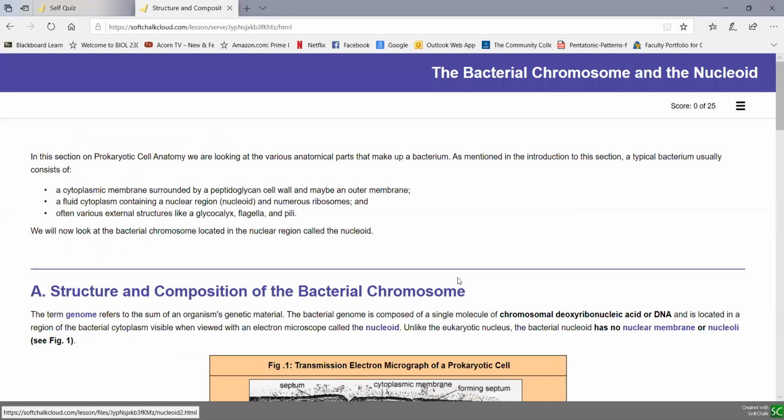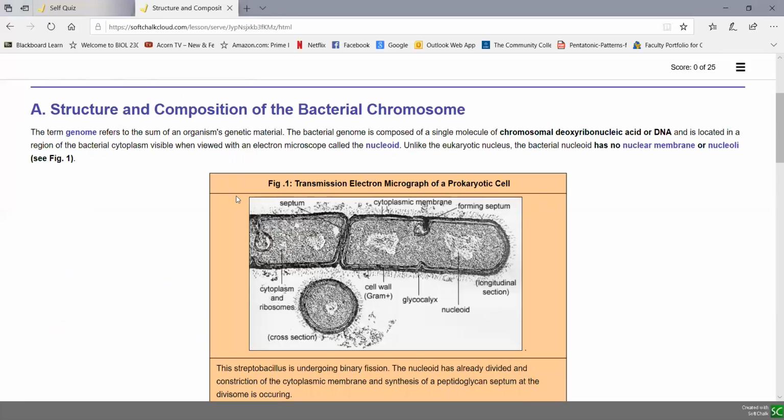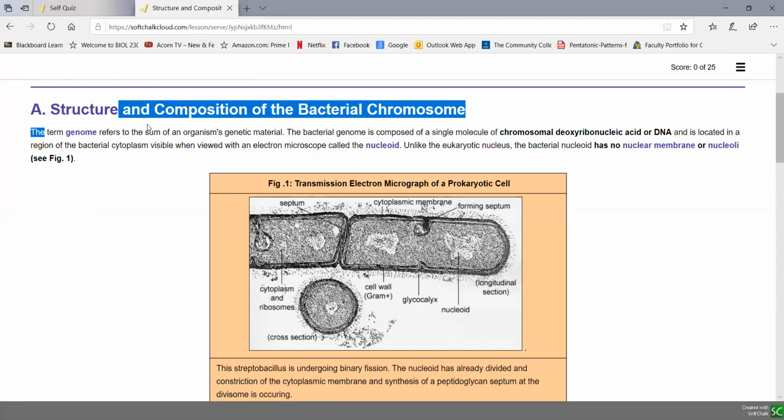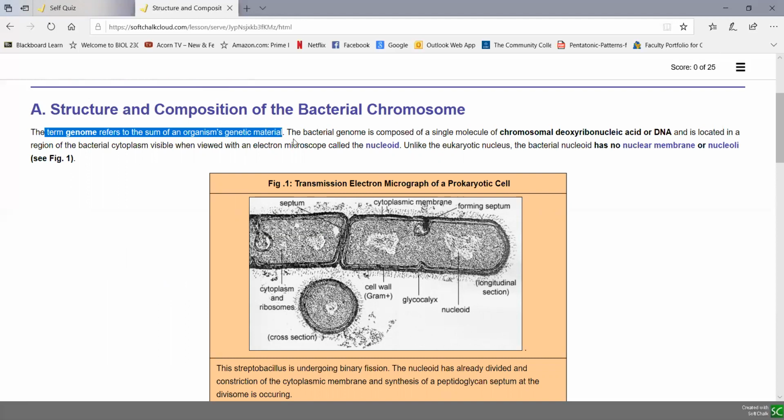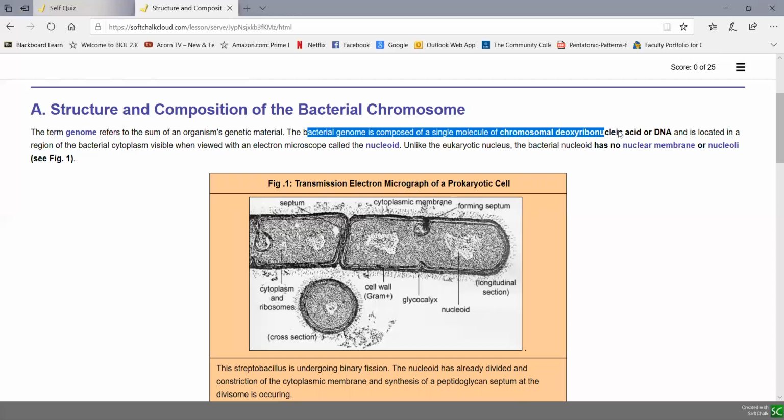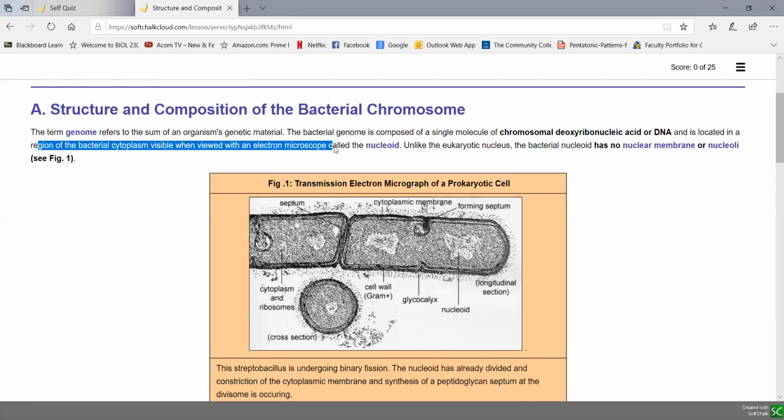Let's get into the chromosome. So first of all, the term genome refers to the sum of an organism's genetic material. And as we learned when we talked about prokaryotic cells, the bacterial genome is composed of a single molecule of chromosomal deoxyribonucleic acid, or DNA. That chromosome is located in a region of the cytoplasm that we can see when viewed through an electron microscope, and that region is called the nucleoid.